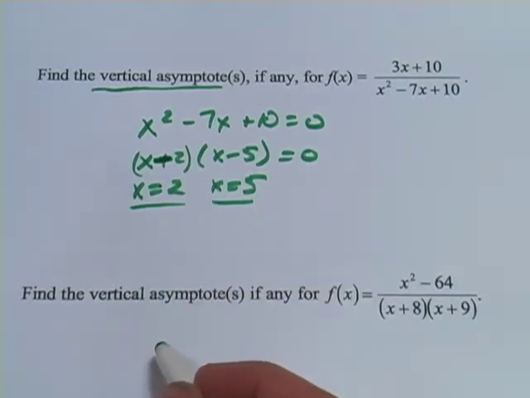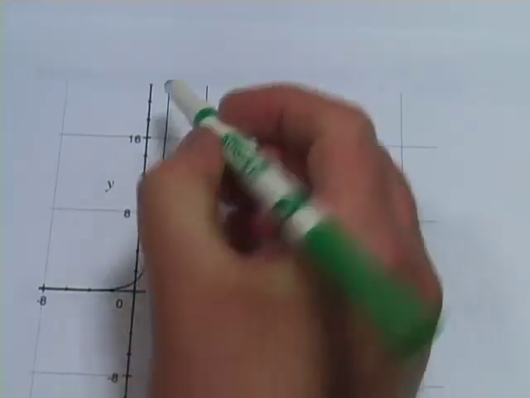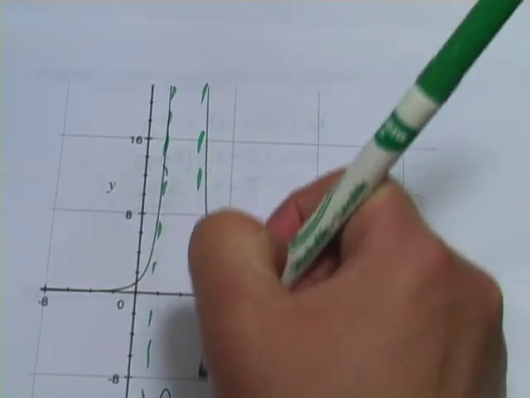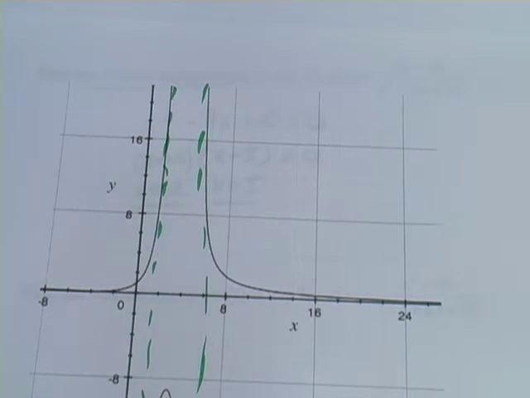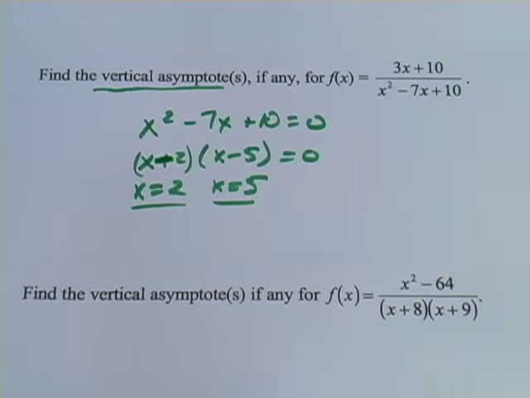Let's take a look at the graph of this one. And you can see here at x equals 2, we've got a vertical asymptote, and here at x equals 5, we've got a vertical asymptote as well. So that seemed to work out. Now this next one has one slight little trick to it.